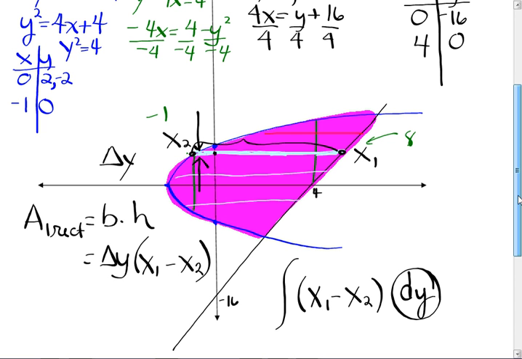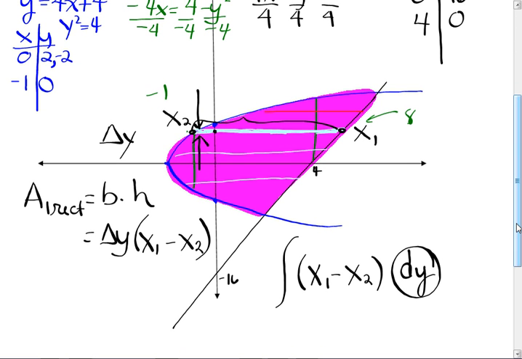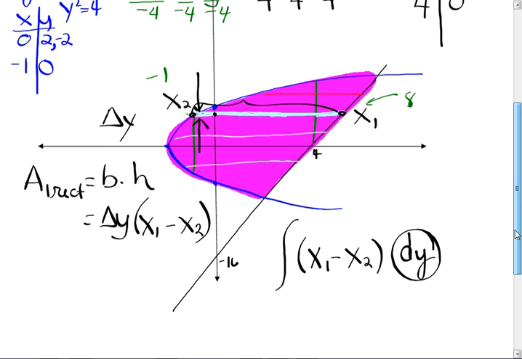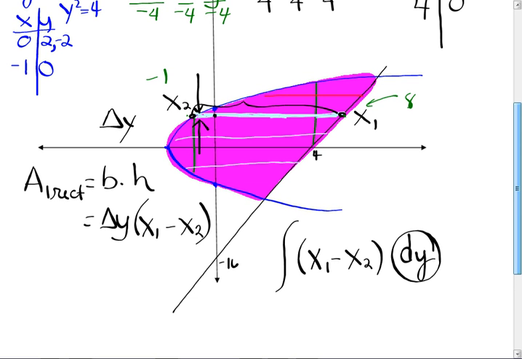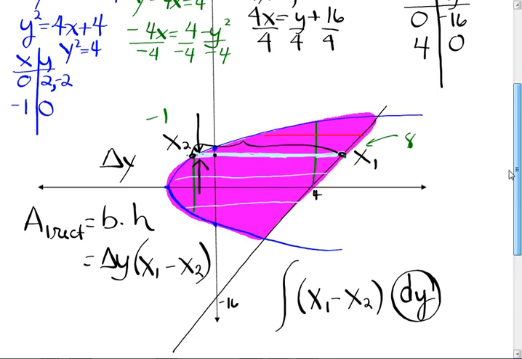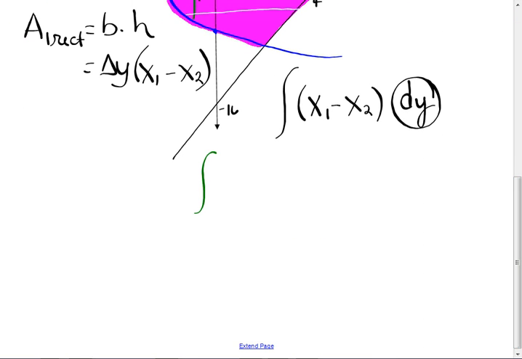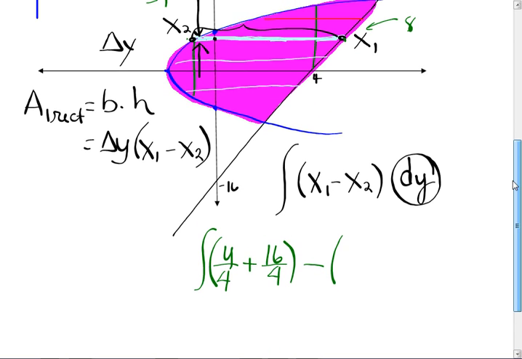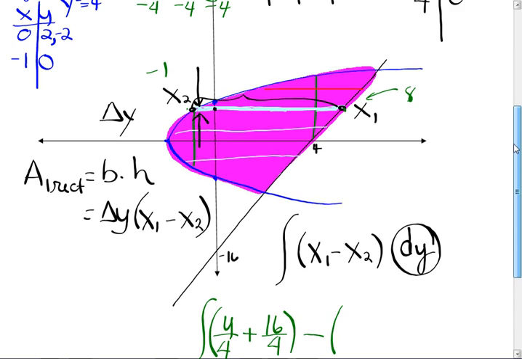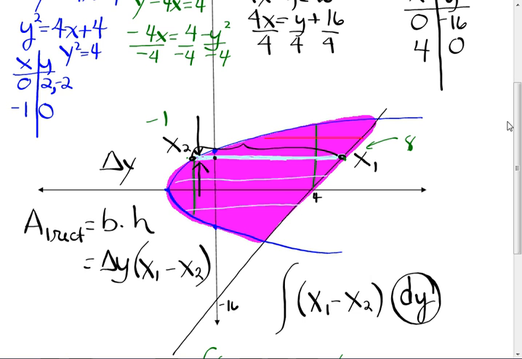I could take the picture of this and rotate it. You'll see that it's actually the height. So which one's x1, the line or the parabola? Colin, which one is it? It's this one, this value right here. That's the line. So what was the line? It was y over 4 plus 16 over 4. It's that one minus the other one. What's the other one? It's x2. This is x2 right here.